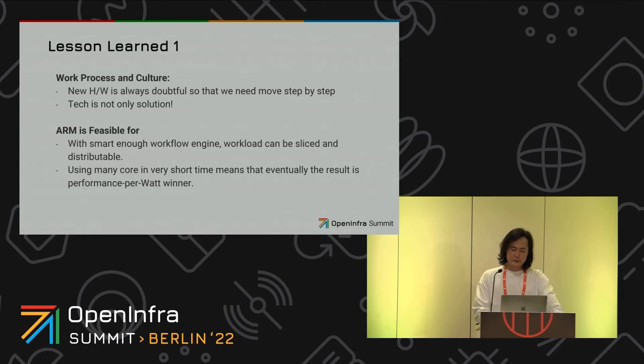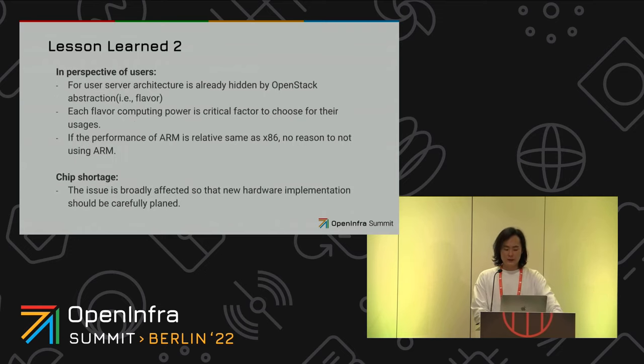ARM is feasible with a smart enough workflow engine, where workload can be sliced and distributed. Using many cores in a very short time means the result is eventually a performance per watt winner. And from the perspective of the user, the server architecture is already hidden by the OpenStack abstraction layer. That is like a flavor. So each flavor's computing power is the critical factor for choosing by usage. If the performance of ARM is relatively the same as x86, there is no reason not to use ARM.